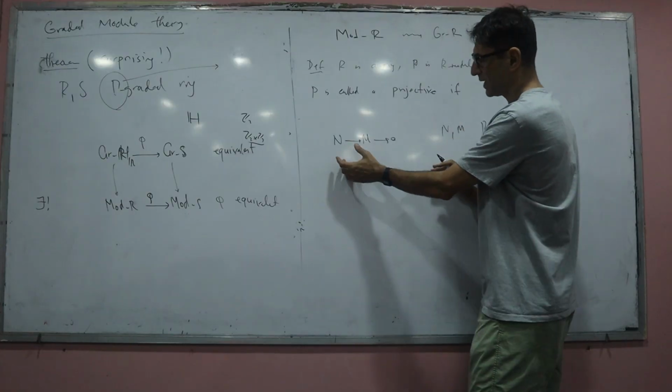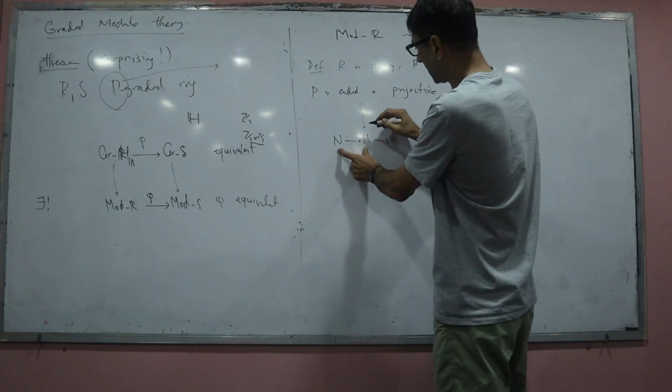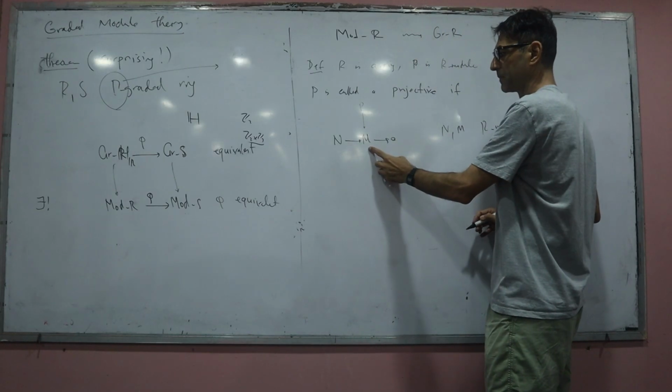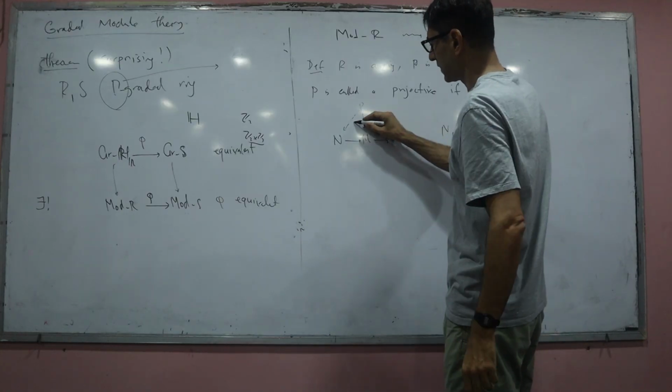And this means that this is surjective. Then if you have a map here from P which goes to M, then you can lift it such that this is commutative.